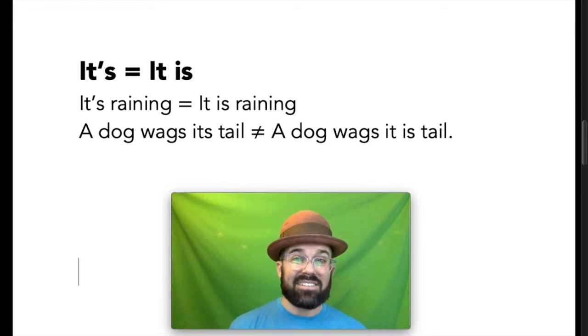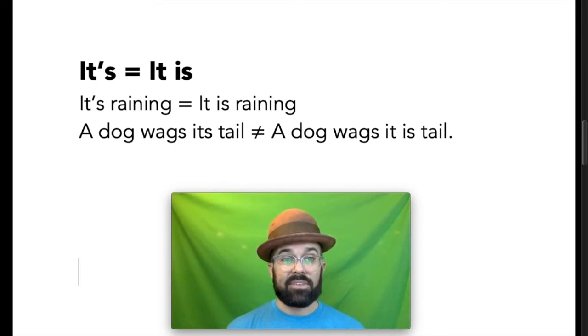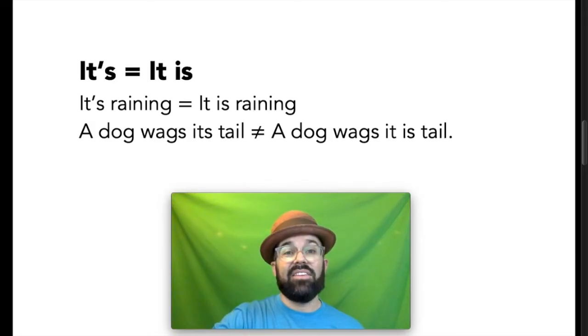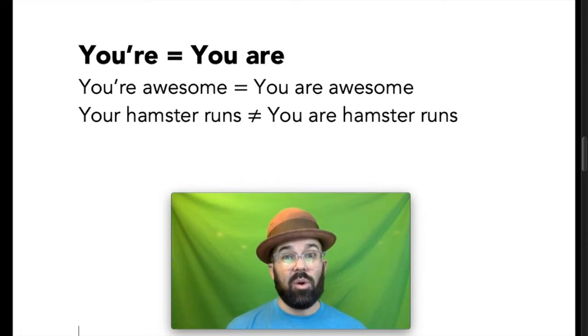But if we had the word its without an apostrophe, as in a dog wags its tail, it does not mean the same thing as a dog wags it is tail. That doesn't make any sense at all. The same is true for you're with an apostrophe. Y-O-U apostrophe R-E always means the same thing as you are. And so you're awesome is the same as you are awesome. However, Y-O-U-R, your hamster runs, does not mean the same thing as you are hamster runs.